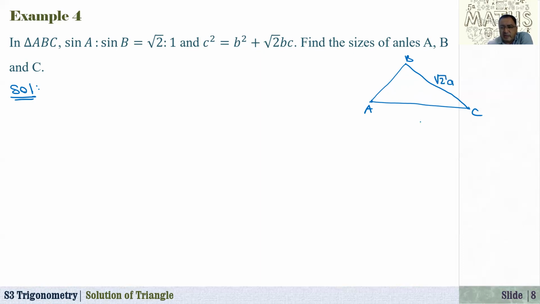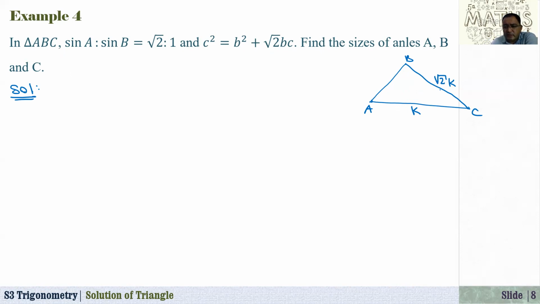Okay, and sine of B, so this should be just A, something like this. Actually, if I write A, it will be a bit confusing. So it's a ratio. That's why if it is K, this side should be equal to K. And also it's given that C squared equals B squared plus 2 square root of 2 times BC. Anyway, now from here, we can find how side B and side A are related to each other.